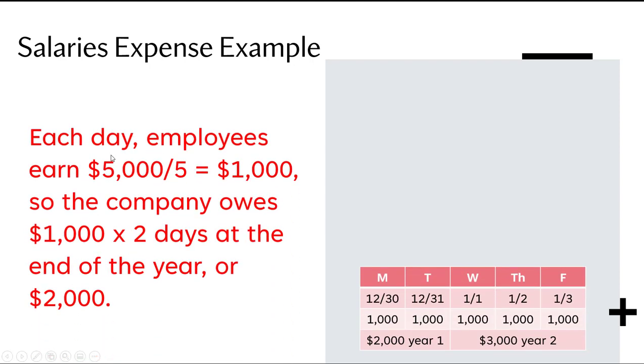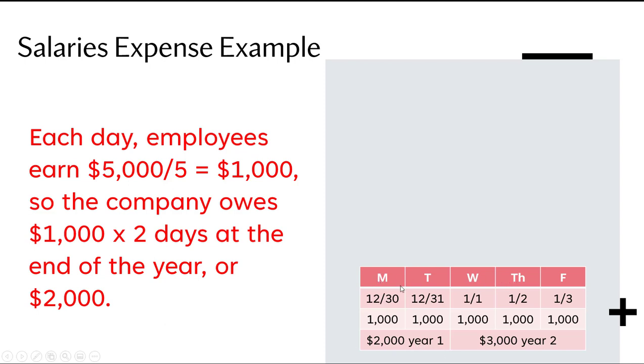So we pay all of our employees $5,000 per week, Monday through Friday. All right, so what happens? Each day, employees earn $1,000, right? Because we pay them $5,000 for 5 days. So at the end of the year, the company owes $1,000 times 2 days, or $2,000.